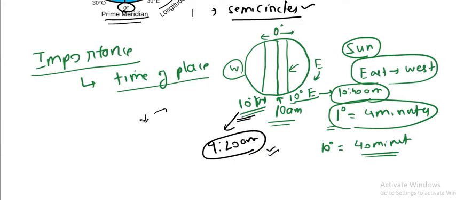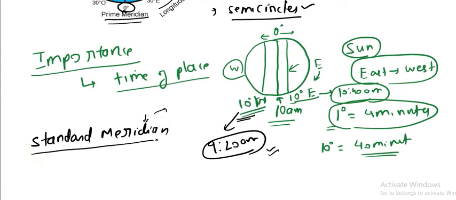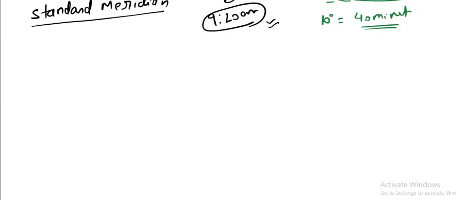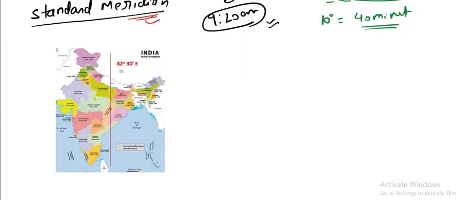Then there is a standard meridian for every country or region. Each country has set its own time based on its standard meridian. The standard meridian of any country or location is the line or longitude on the basis of which the time of the whole country is determined.